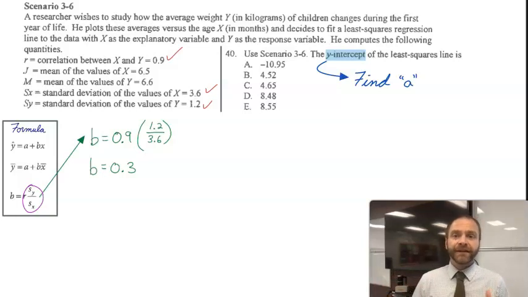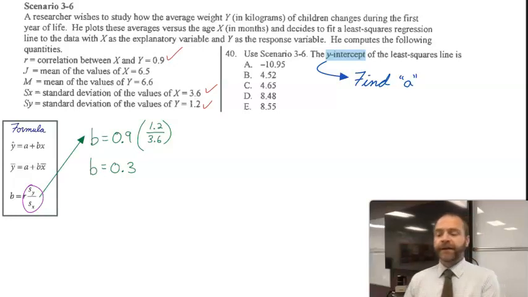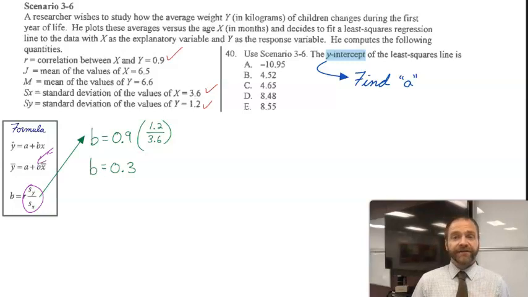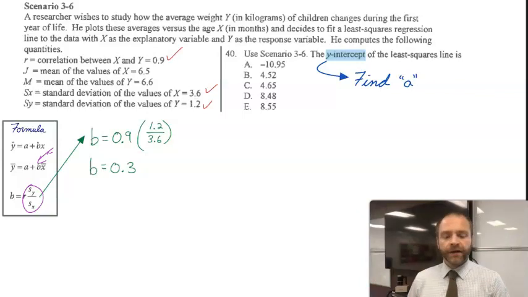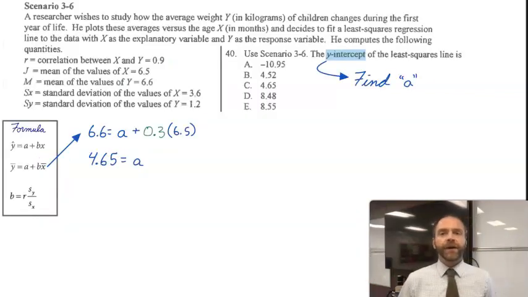But once I get b equals 0.3, I'm going to plug that in and find a in this equation, because now I know y bar, x bar, and b. That's enough to find a. Now, if I were writing this question, I would also make one of the choices up above 0.3 in case a student accidentally confuses the y-intercepts, but that's just me being tricky. So if I plug everything into that equation, my y bar is 6.6. I don't know a. I now have my b value of 0.3, and I have 6.5 as my x bar. I can plug everything in. I get 4.65 as my a value, which means my answer is going to be C.